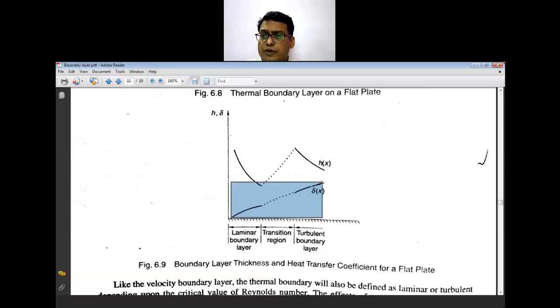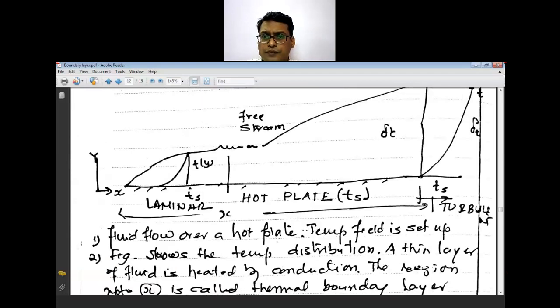Similarly, the delta thickness continuously increases from the surface, the thickness of your boundary layer, delta. So thickness increases, and these regions showing a laminar region, a transition region and a turbulent region have been observed.